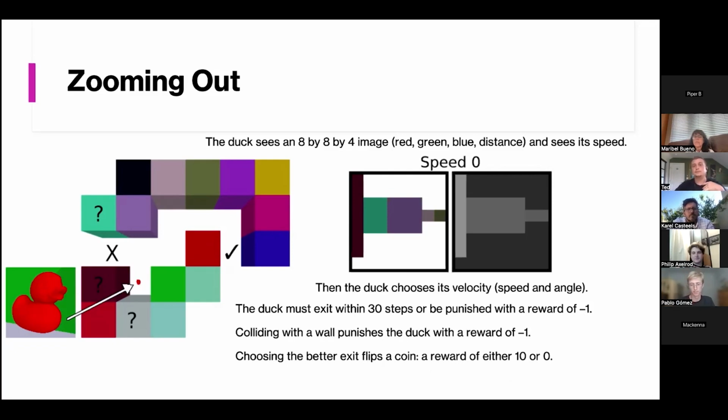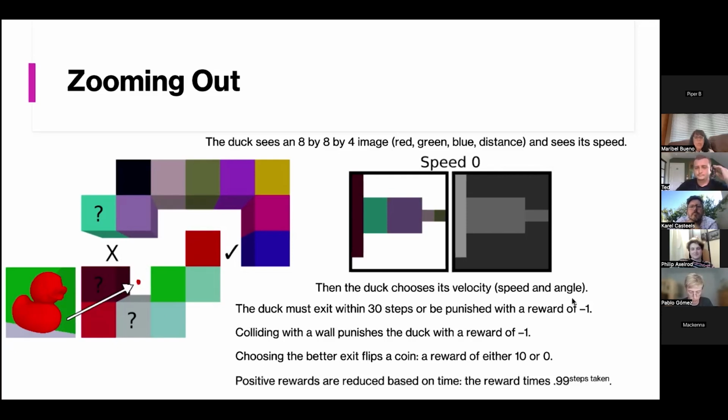There's a 50% chance you actually only get a reward of 0. It's still the best exit, but it's more difficult to determine that, because you might go all the way over here and get a reward of 0 and say, well, that was a waste of time, and keep going to the exit on the left.